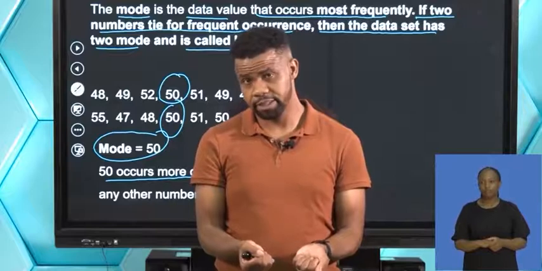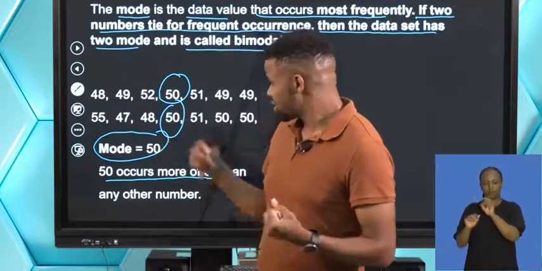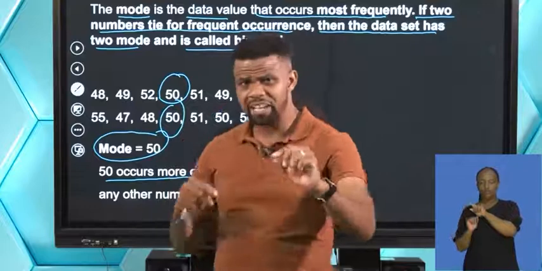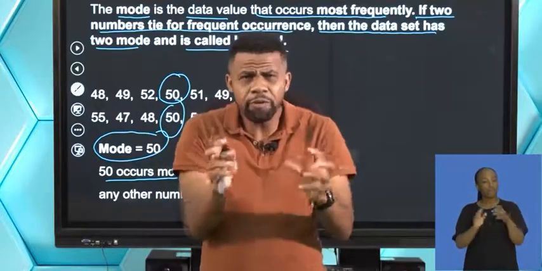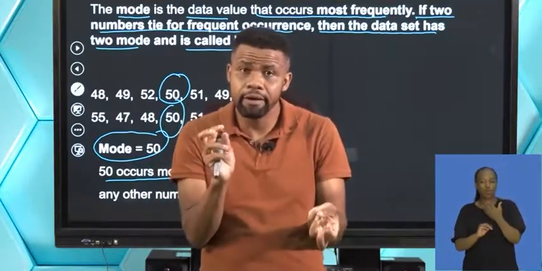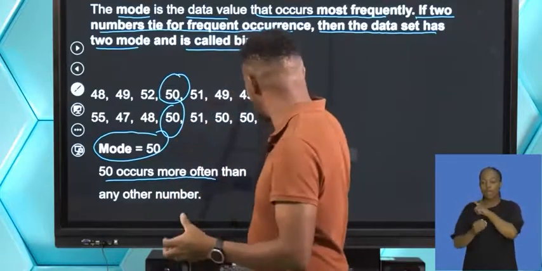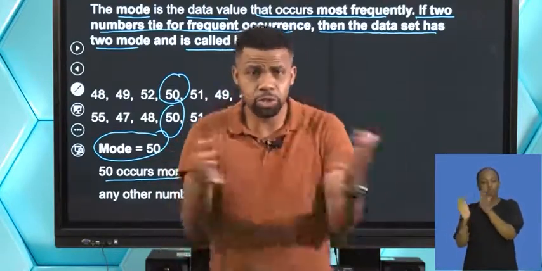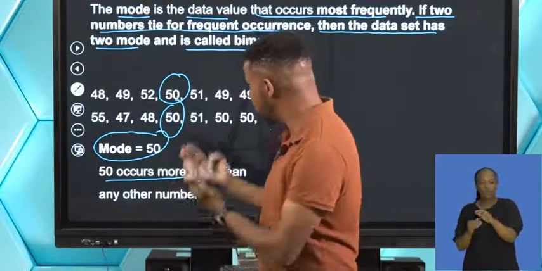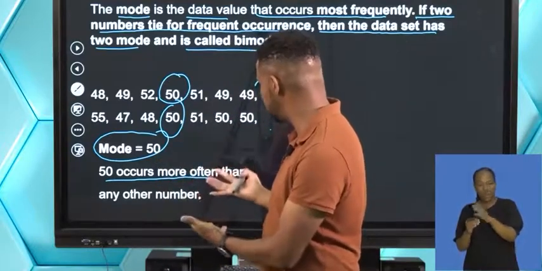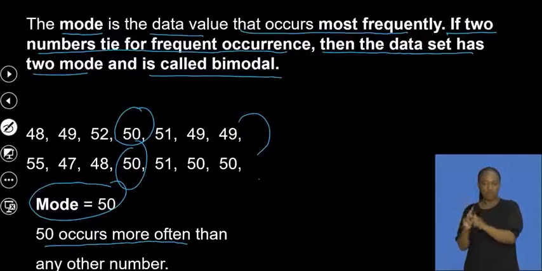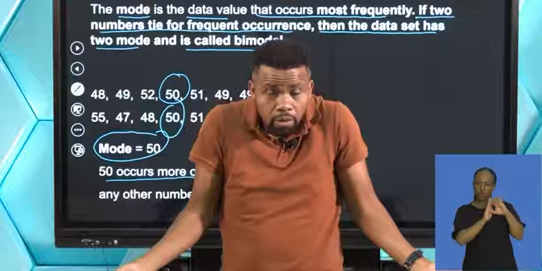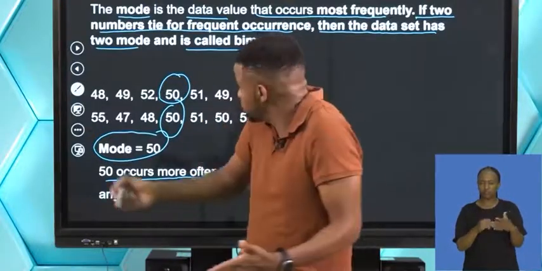Okay. Fantastic. But what is interesting, let's go back to our question: what if I don't have raw data like this? This is raw data because the data is not grouped. I can see the actual 48, 49, 52, 50, 51, and so on. I can tell that 50 is occurring more often than the others, hence it is the mode. What about the table with the aircraft? How do I tell the mode?